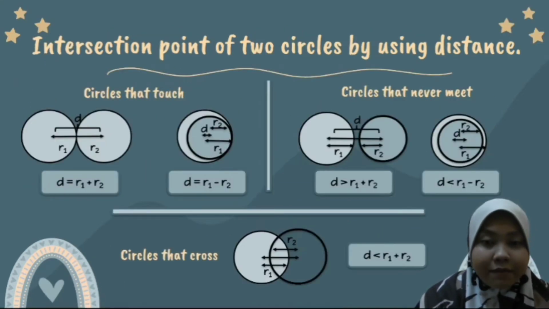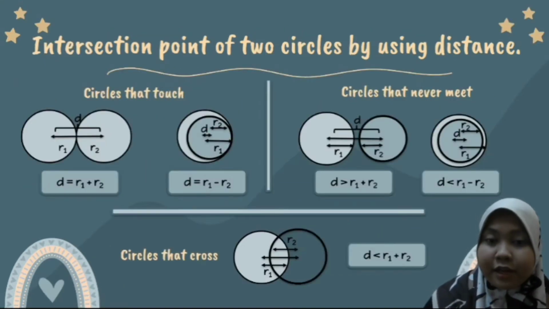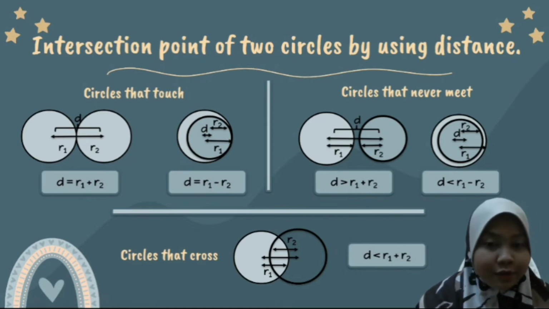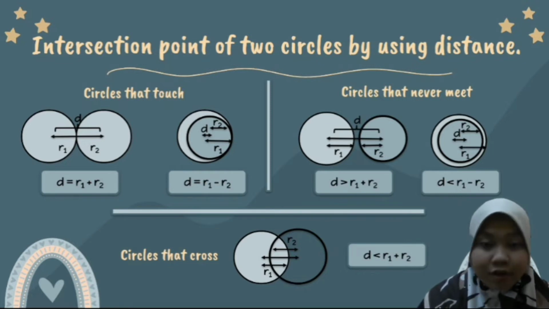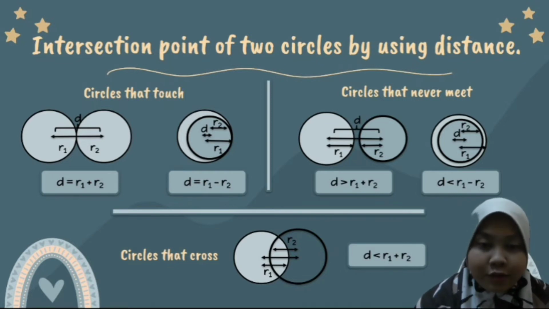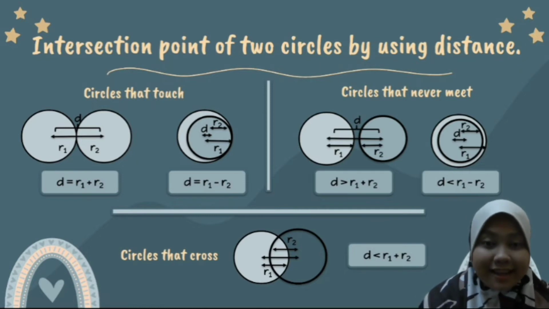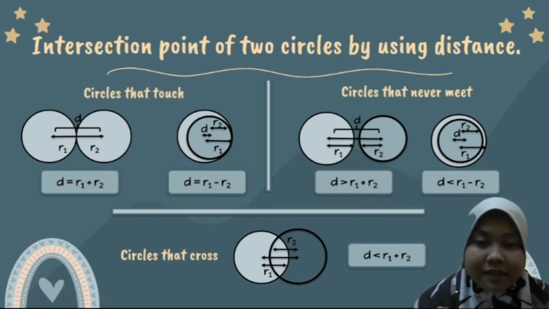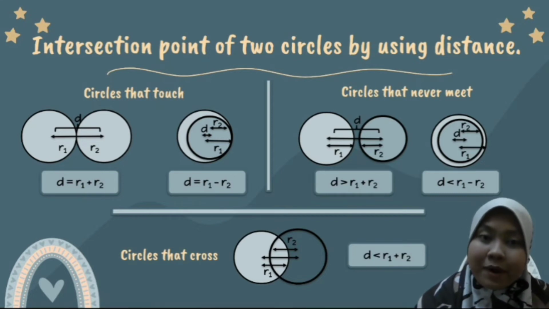Other than that, we can find the intersection points of two circles by using distance. For circles that touch each other, we can use either d equals r1 plus r2 or d equals r1 minus r2. Next, for circles that cross, we will use d is less than r1 plus r2. Finally, for circles that never meet, we can use either d is greater than r1 plus r2 or d is less than r1 minus r2.